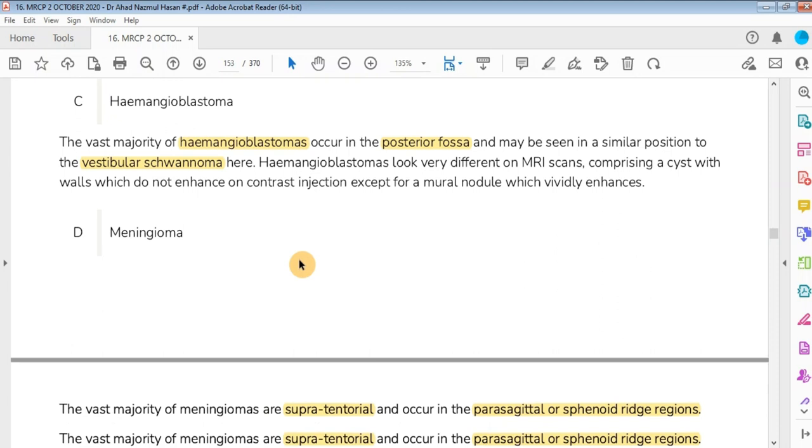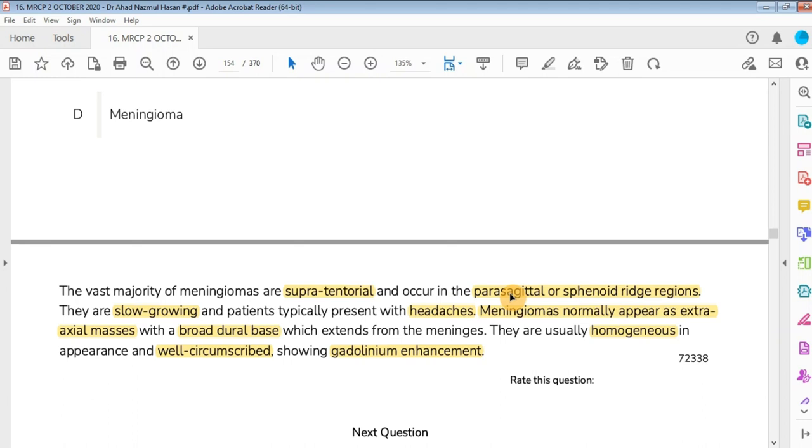And meningioma, the vast majority of meningiomas are supratentorial and occur in the parasagittal and sphenoidal ridge regions. They are slow growing. The patient typically presents with headache. Meningiomas normally appear as an extra-axial mass with a broad dural base that extends from the meninges. They are usually homogeneous in appearance and well circumscribed, showing gadolinium enhancement.